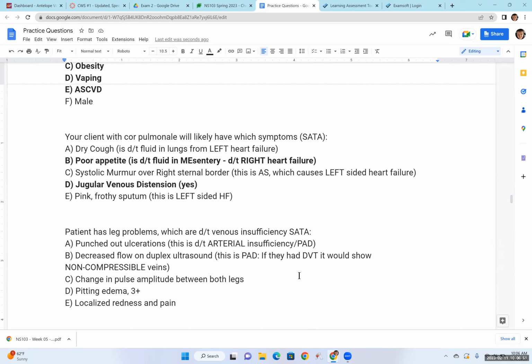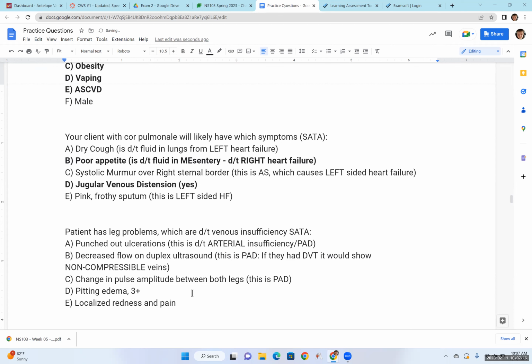Veins are compressible, arteries are non-compressible usually. I mean, you can compress an artery, but like when you see it on the ultrasound, when you're poking it, it reopens back up, or with the vein, it'll actually close, right? Okay. All right, change in pulse amplitude between both legs. No. This is PAD, right?